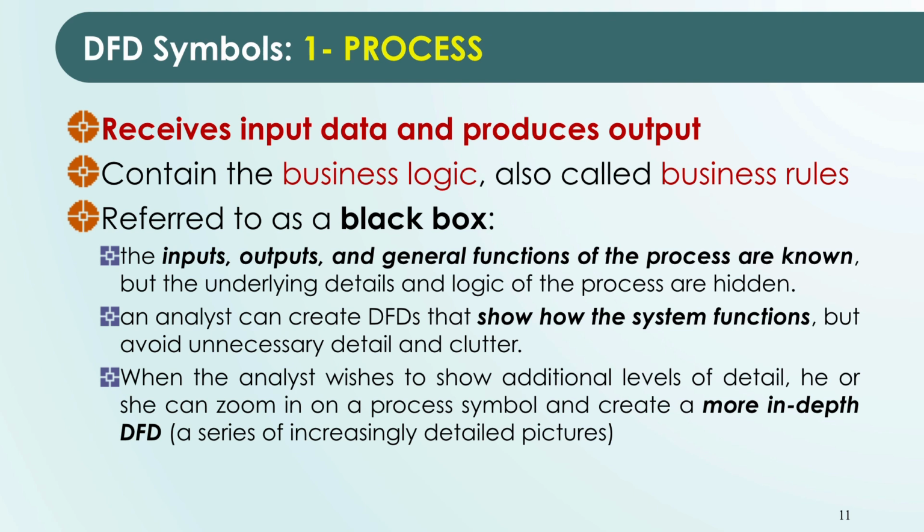Okay, so it is referred to as a black box. It must have input and output, and the general function of the process is known, but the underlying details and the logic of the process are hidden, meaning that we only mention the main process. For example, the login process. The process of login, where we have to match the login ID and also the password in the database, let's say, the process of matching the ID and the password is hidden. But we just mention in the process name, login process.